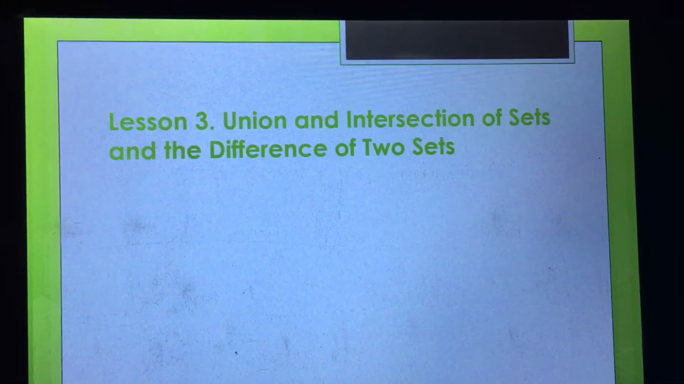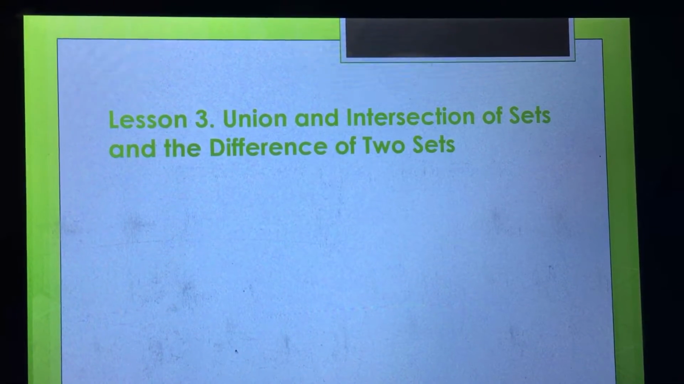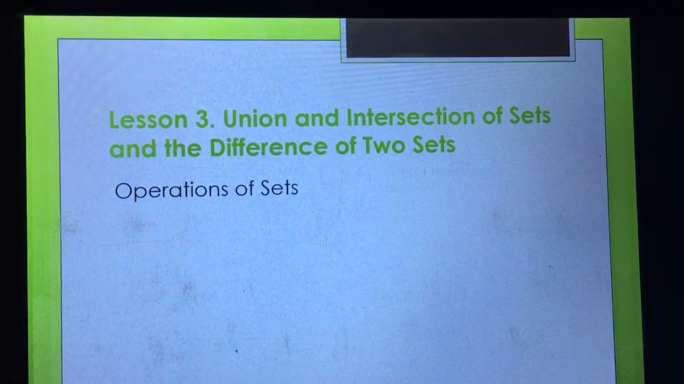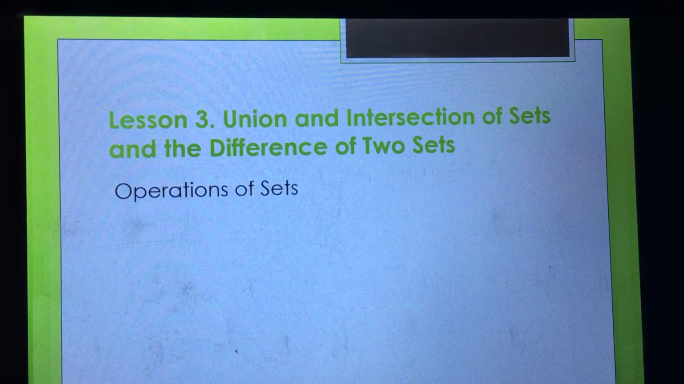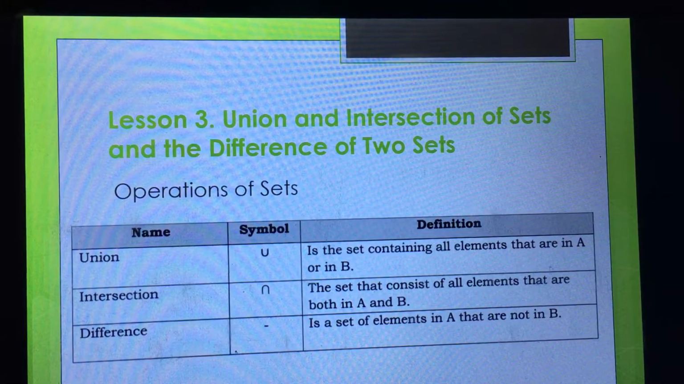We are now on lesson number 3, the union and intersection of sets and the difference of two sets of module number 1 of week 1. Operations of sets. Similar to real numbers, there are also operations in sets. In real numbers, we have addition, subtraction, multiplication, division. In operation of sets, it is somewhat like that. There are three operations: the union of sets, the intersection of sets, and the difference of sets.